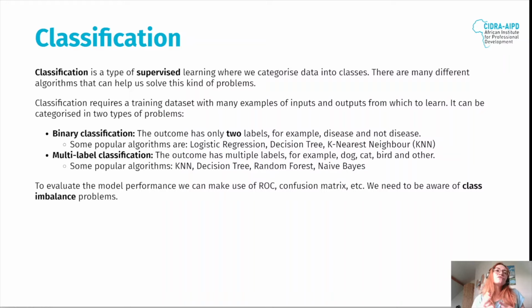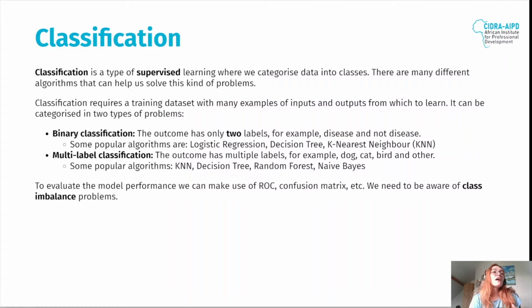And there are many different algorithms that can help us solve these kinds of problems. Classification requires a training data set with many examples of inputs and outputs so the model can learn. And we can have two main types of problems within classification. That is binary classification, when the outcome has two labels. So disease and not disease, or dead and not dead. Some popular algorithms that can help us are logistic regression, decision trees, and KNNs, k-nearest neighbors.